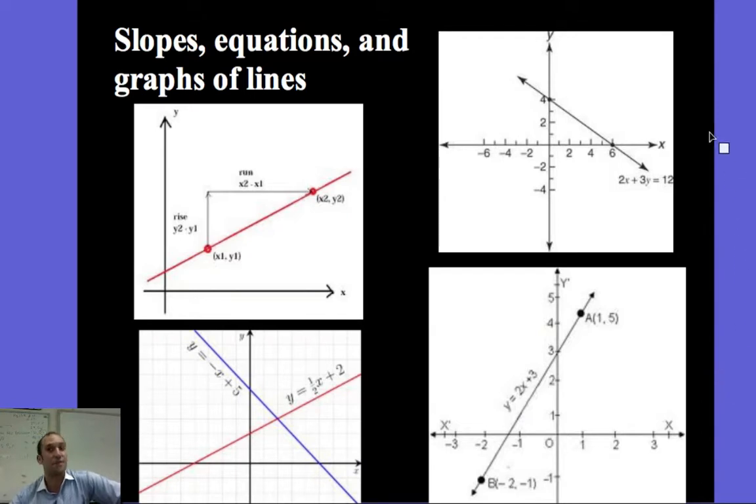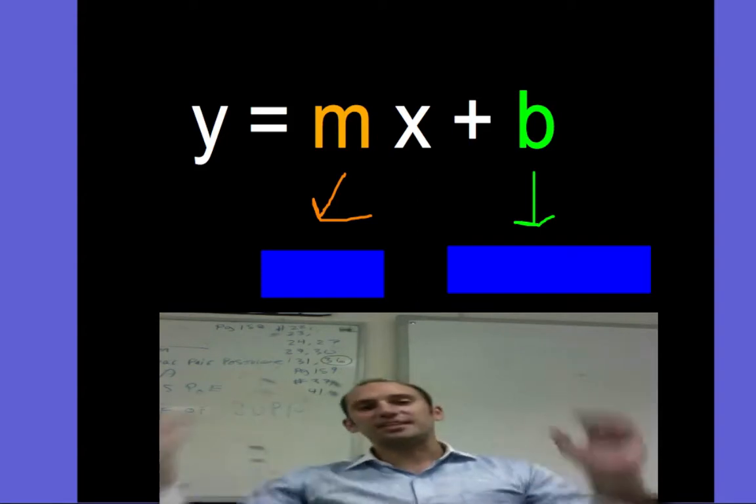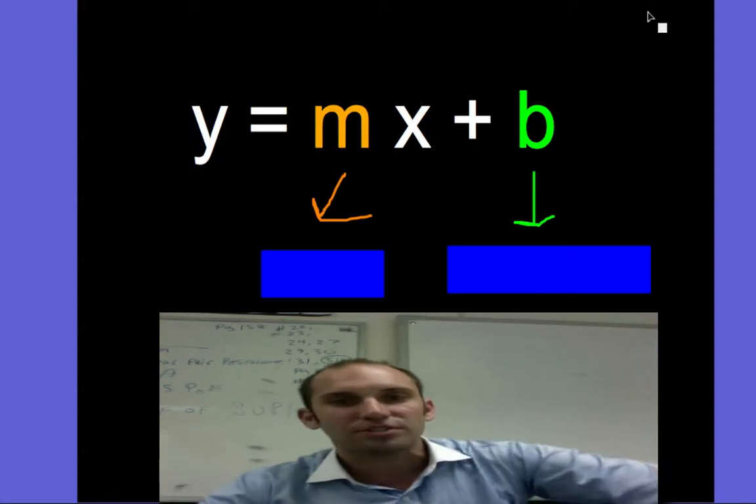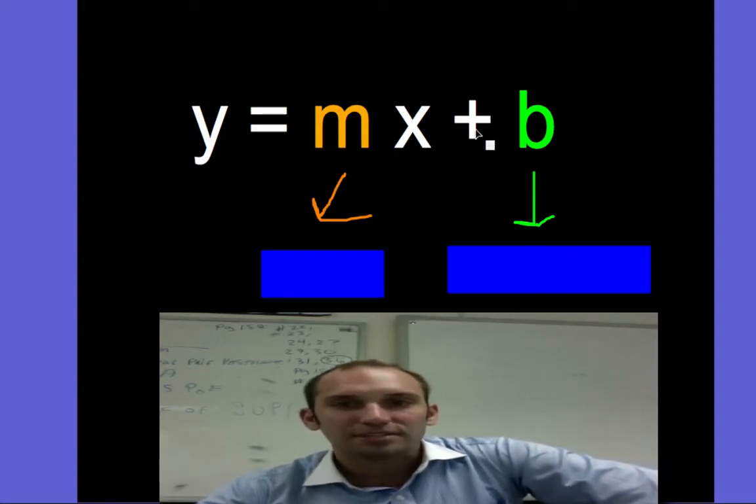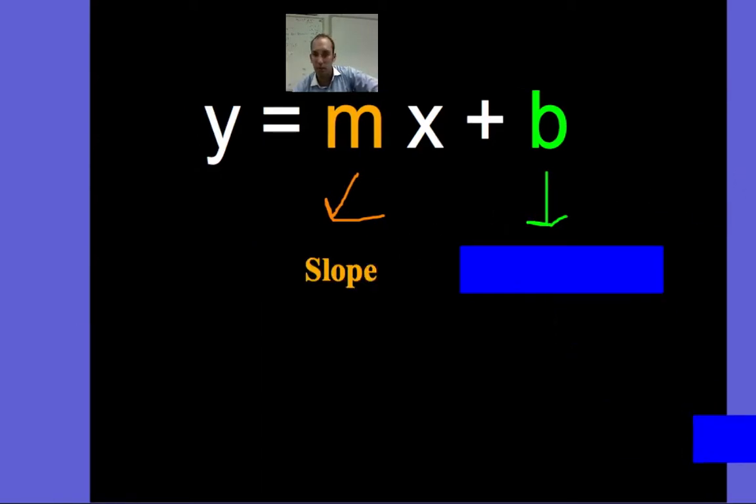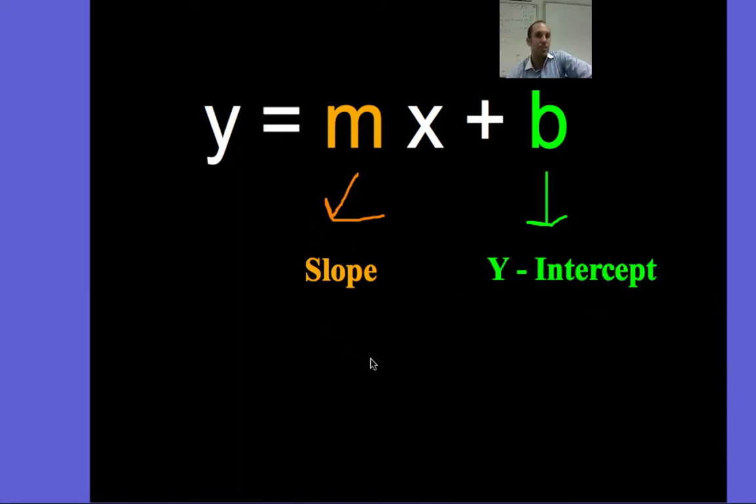So let's start out with the famous y equals mx plus b. We've seen this. This is the slope-intercept form. It's the most famous we always use. Y equals mx plus b. The m stands for what? The m stands for the slope. And the b stands for the y-intercept. You guys have seen this many times. If you know this, you'll be fine.